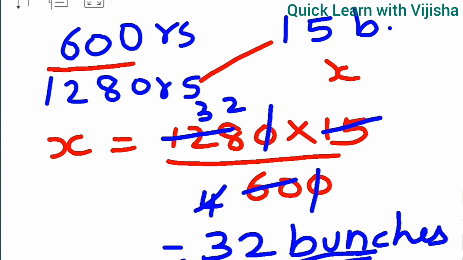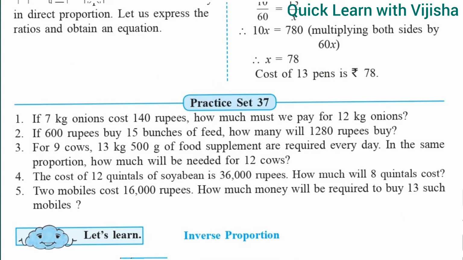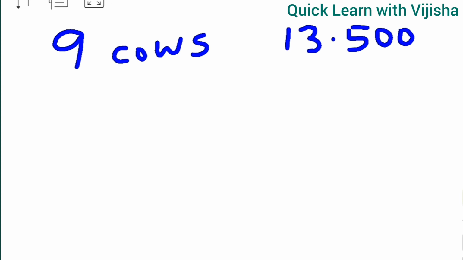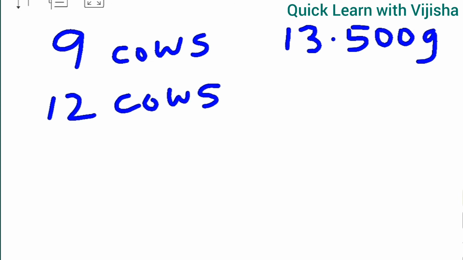Fine children. We'll see the third question. For 9 cows, 13 kg 500 grams of food supplement is required every day. In the same proportion, how much will be needed for 12 cows? So what is the value given? 9 cows is given, for 13 kg 500 grams. So I will put it in value form, 13.500. Understanding, children? In the same proportion, for 12 cows we need to find, so I will write 12 cows under the cows section.